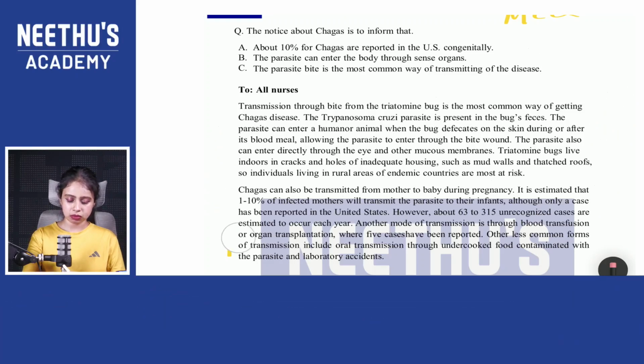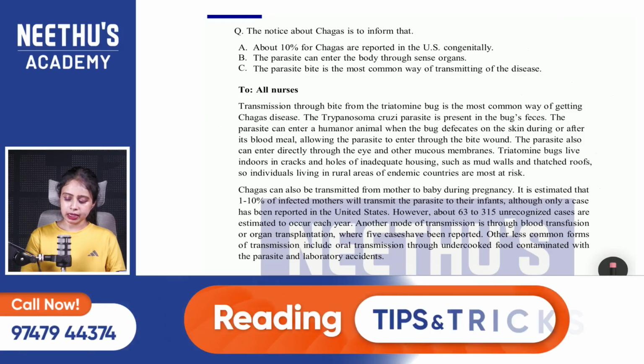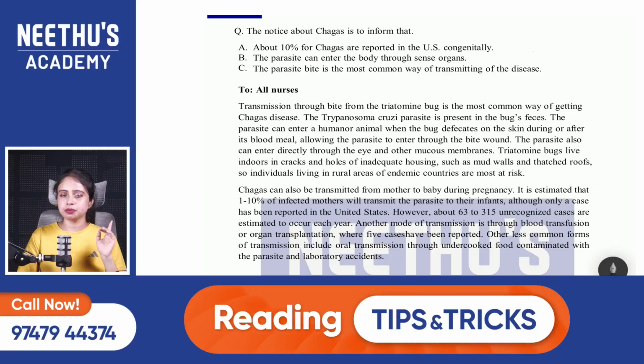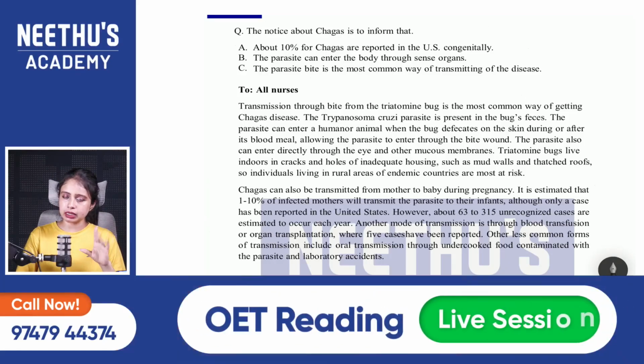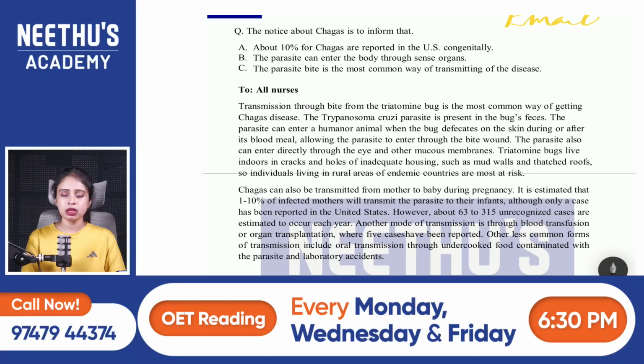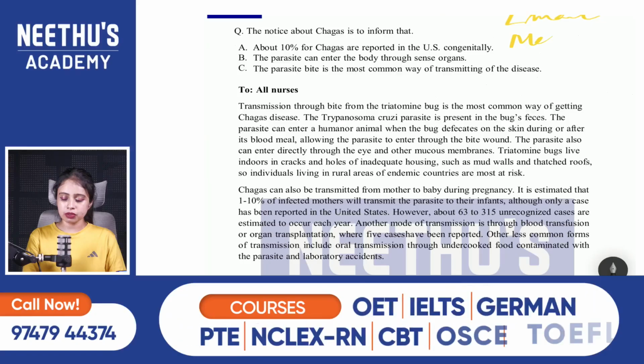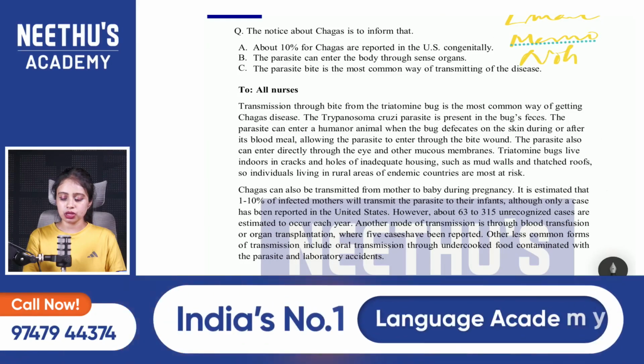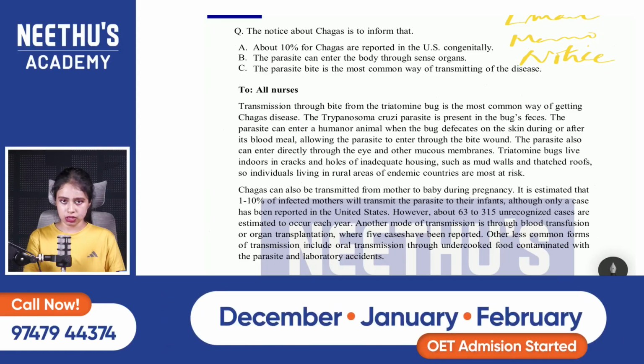Now, third category, it is the third category, the last category, first one, email. Okay, email. Last category, first one is email. Then third category, second one, which is memo. And third category, third one is notice. Email, memo, notice.